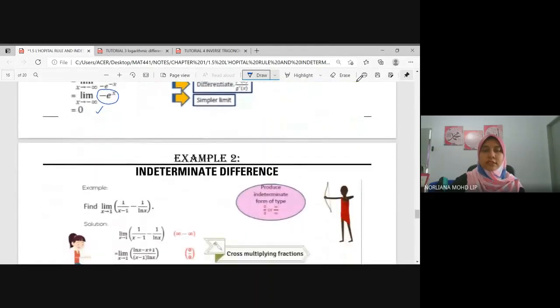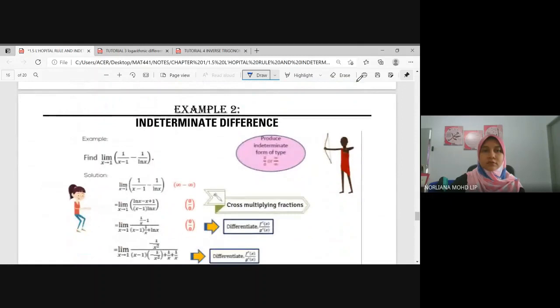Okay, look at the second example. The second example is for indeterminate difference.